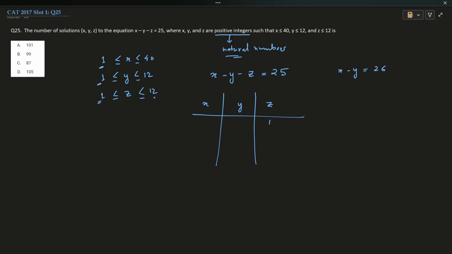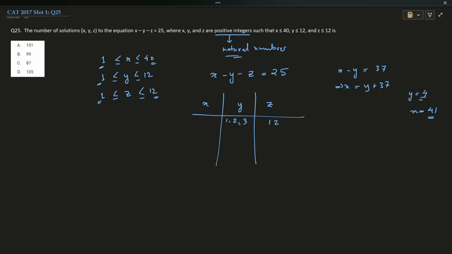Let's say I start with the biggest one, z is 12. If z is 12, what will this be? x minus y will become 37, right? 37. So what will be y? y can be 1, y can be 2, y can be 3. Why y cannot be 4? If y becomes 4, so I can say x is y plus 37. If y becomes 4, x will become 41. But 41 is not allowed because the range of x is 1 to 40. That means y can be from 1 to 3.